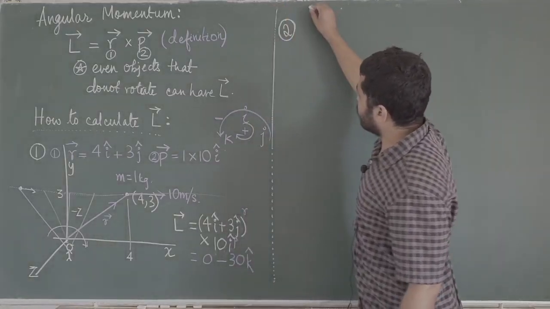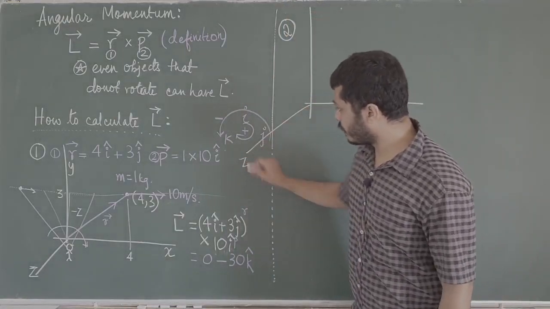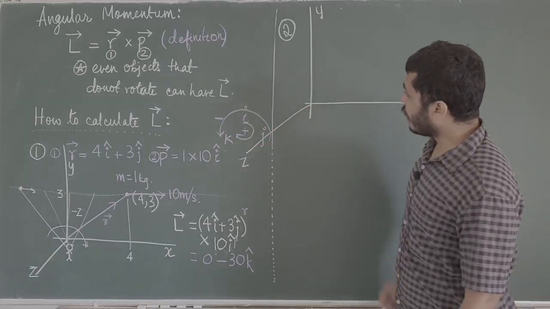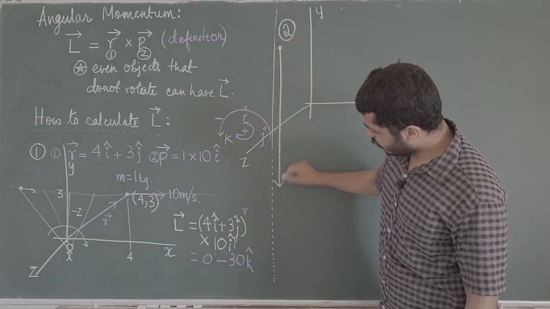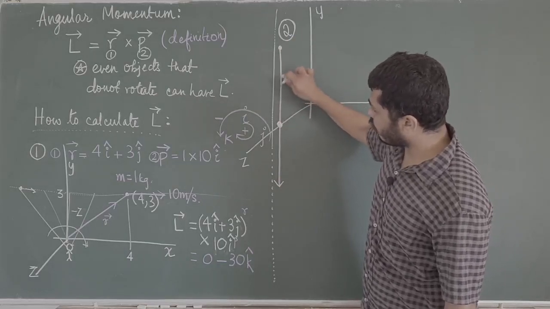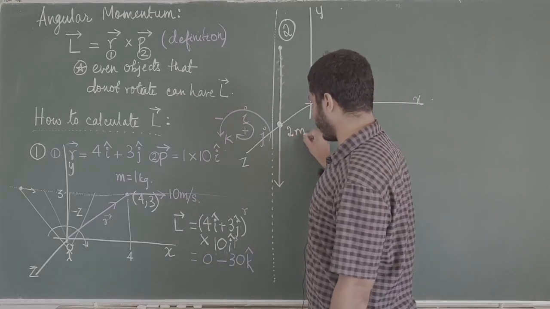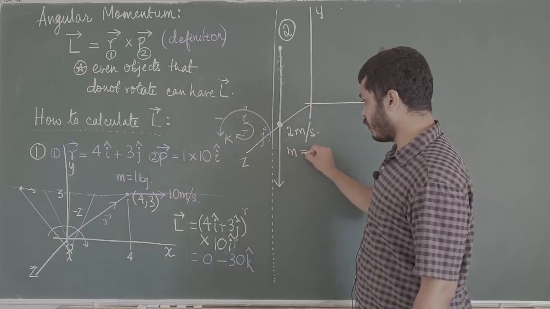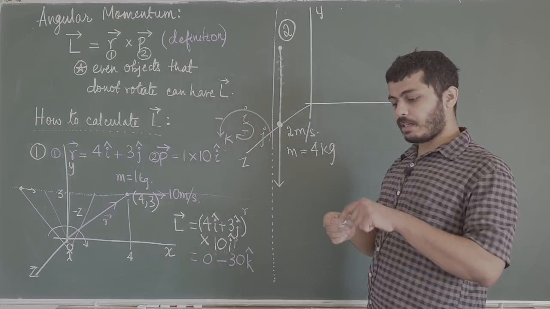Let's try that as a question. Let us say once again that this is a coordinate plane. So this is Z, that is Y, this is X, and a chalk is falling from here. This is how a chalk is falling. At this point, the chalk is falling, so we are not bothered about all of these places. At that point, the velocity of the chalk, let's say, is 2 meters per second. And let us say it's a very heavy chalk, so the mass of the chalk is equal to 4 kgs. Mass is 4 kgs, the velocity is 2 meters per second, I'm dropping it.